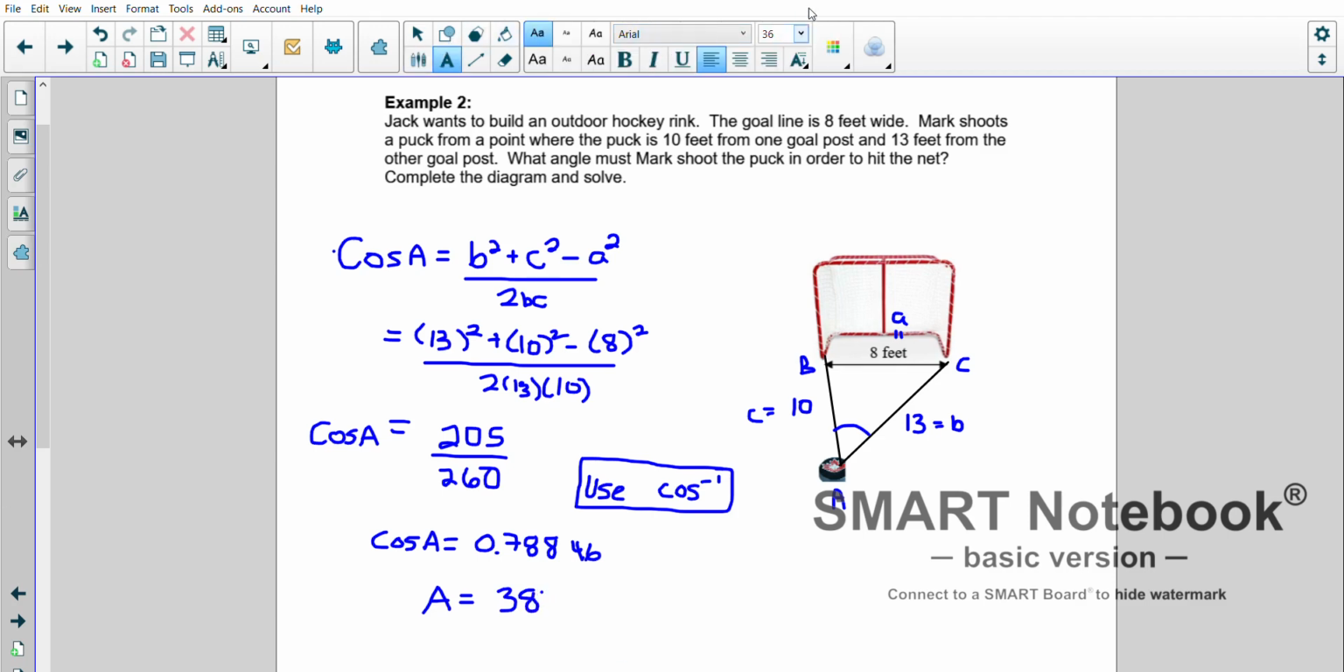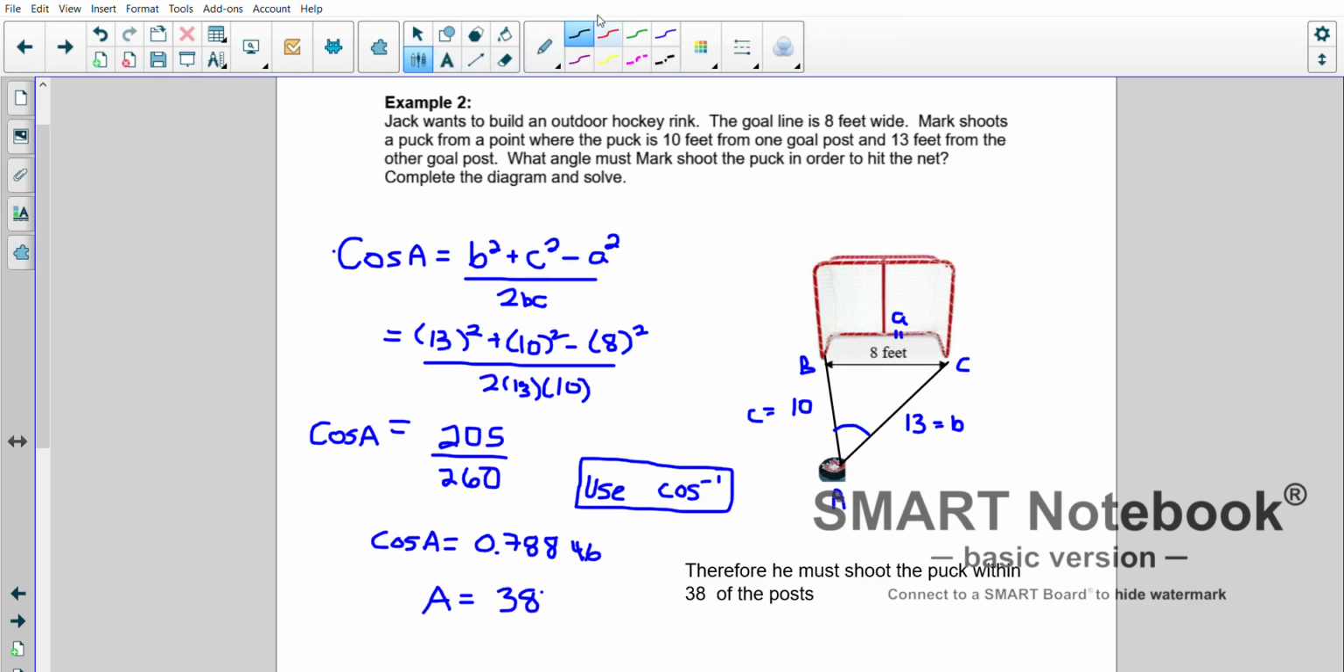And again, this is a word problem, so maybe a statement: therefore he must shoot the puck within 38 degrees. And that's about it. So that'll wrap up the first lesson, but hopefully you learned something from this.